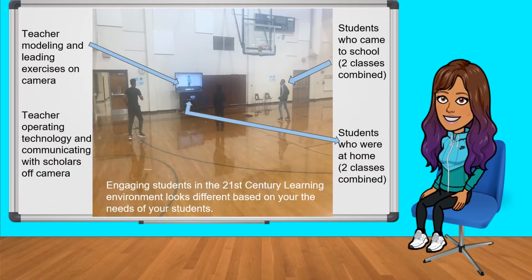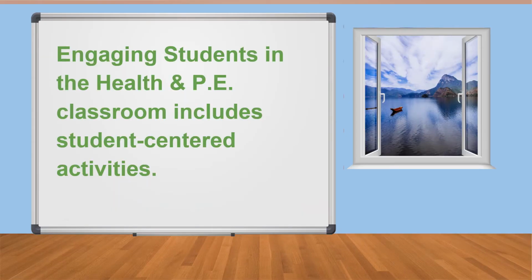This is my 6th grade PE class. It was combined with my co-teacher's class. There's over 60 scholars eager to exercise in this learning environment, with 2 teachers sharing physical and virtual space. Engaging students looks different for so many reasons. How did engaging students look in your classroom?